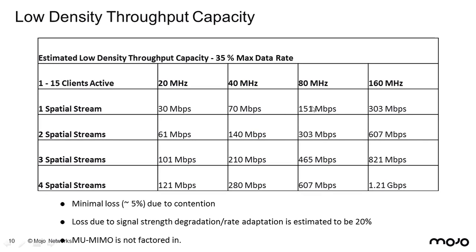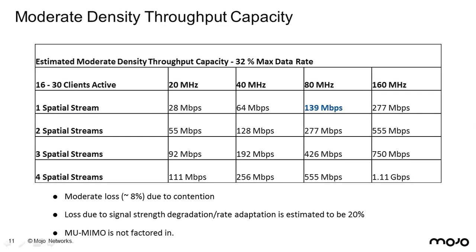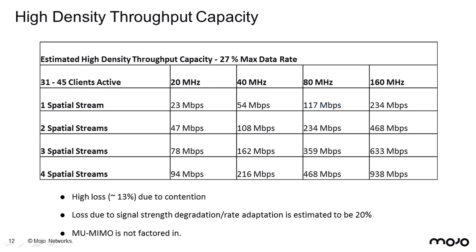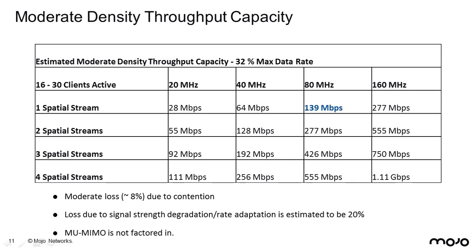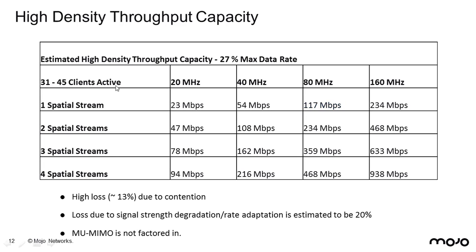And then we'll go to low density. Now we have 151. And then down, moderate density, 139. And again, that's going to be shared amongst the clients. And we say we've got about 8% loss due to contention. And then finally, 117. And so that 139 number, we're going to use that in our use case examples for the classroom. So keep that one in mind. And that would be for moderate density up to 30 clients.